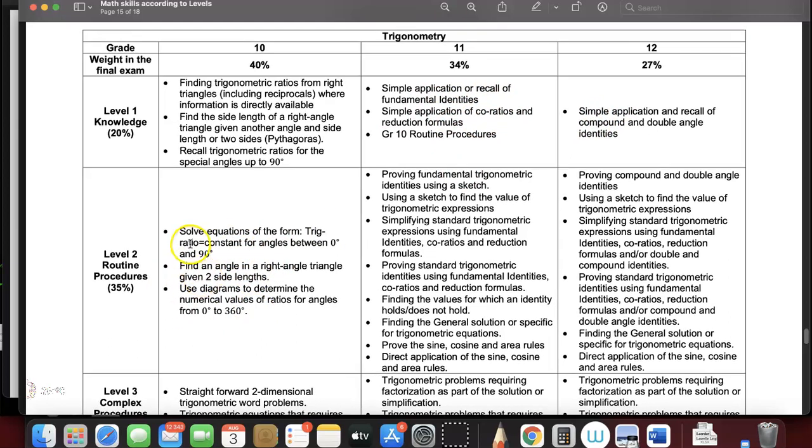So for example, solve equations of the form a trig ratio equal to a constant for angles between 0 and 90 degrees. Okay, so let's start with that.